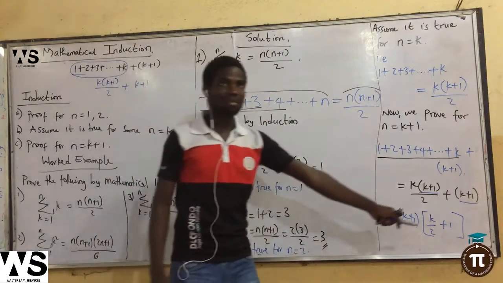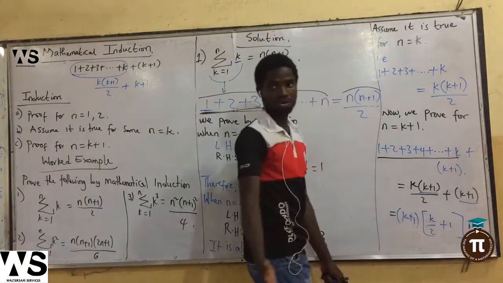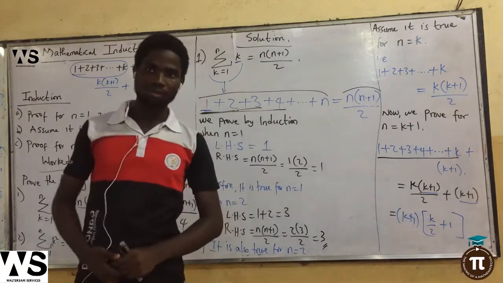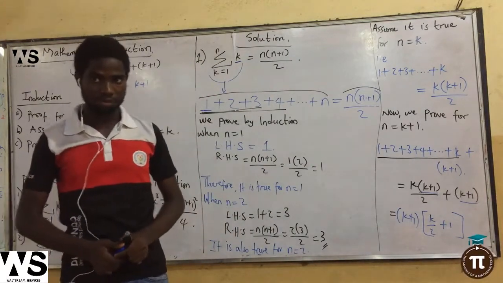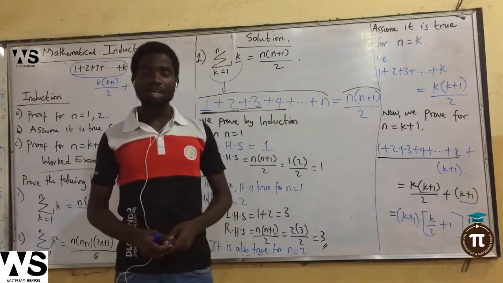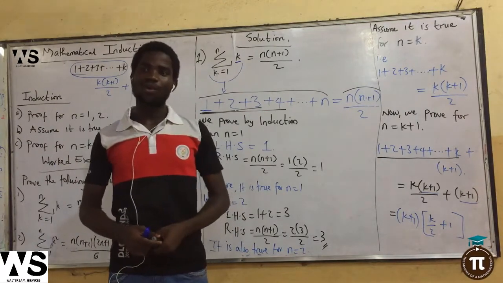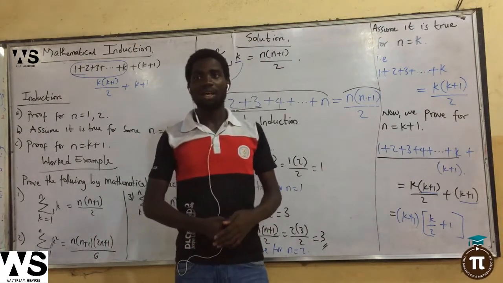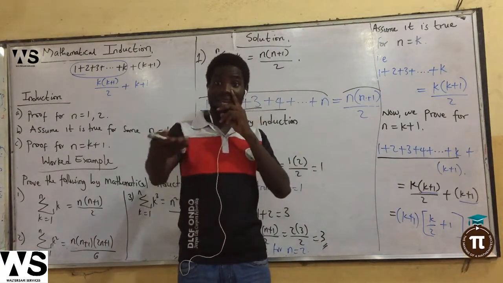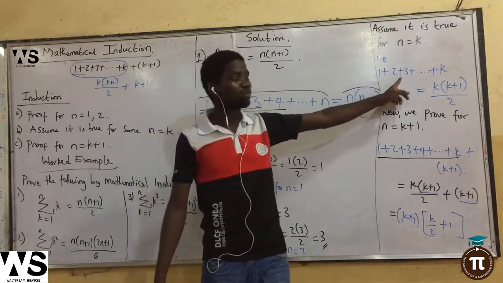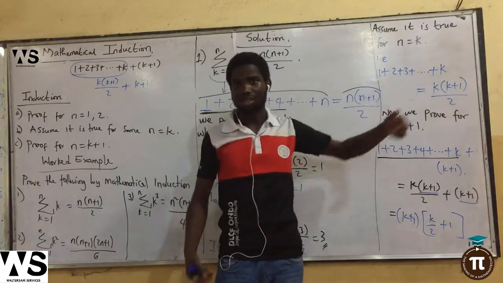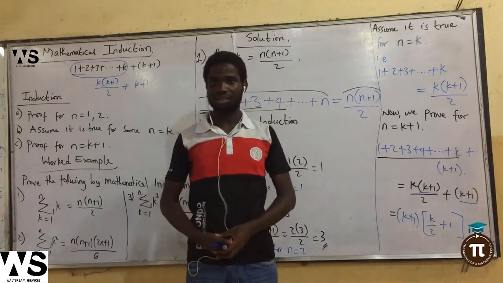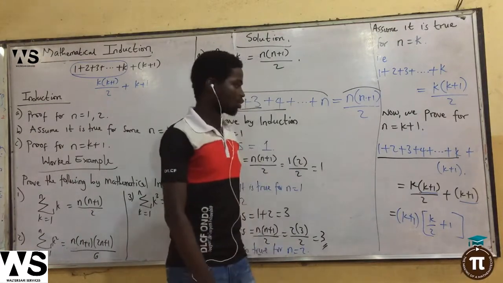If you find the LCM here... Why did we add k plus 1 to it? I have explained that already. Let's assume n is 10. It means 1 plus 2 plus 3 plus 4 till you get to 10. When n is 11, k plus 1, 10 plus 1, 11, you still pass through 10. Do you understand?